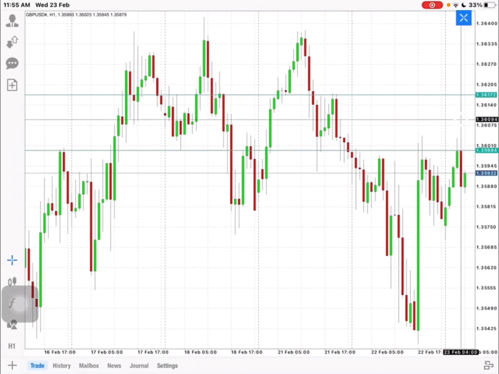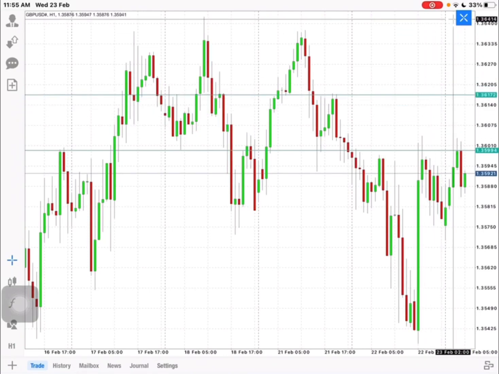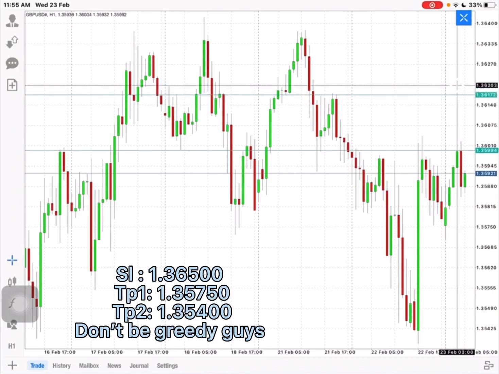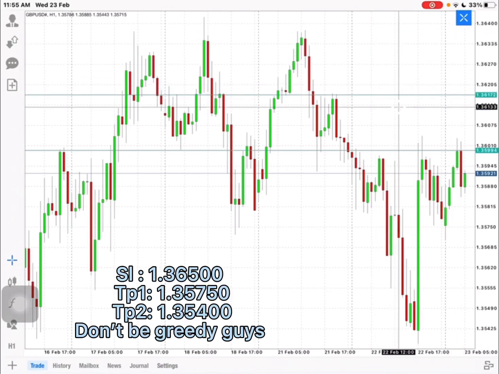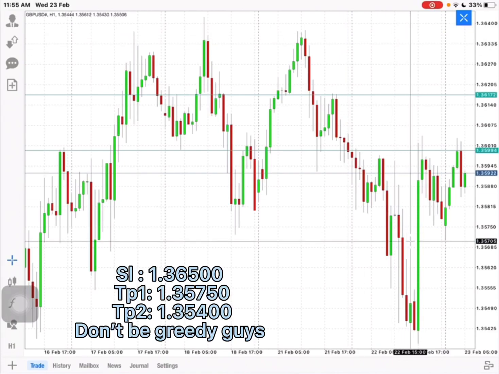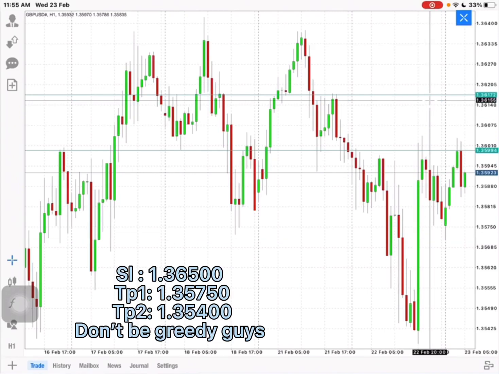Our stop loss for this trade is around 136,500. If you are placing your order here, it's more than 30 pips. Why? Because if the market breaks the zone, the market can come again to identify this high, and then start going down. That's why my stop loss is there, and it's not very big. It's just 30 pips, and your reward is very big.